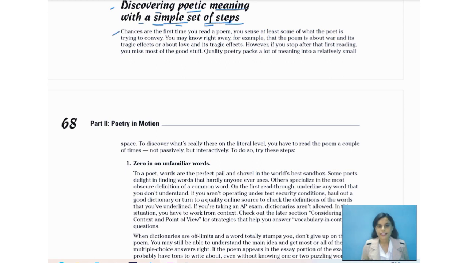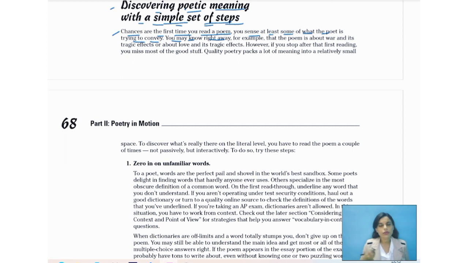Alright, let's start. Chances are the first time that you read a poem, you sense at least some of what the poet is trying to convey. Of course, if you read a poem for the first time, at least you will understand 20% of what the poet is actually trying to say. You may know right away, of course.